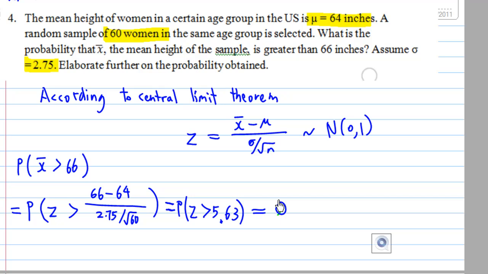So what does that mean now? That means that it is impossible for a group of 60 women to have a mean height greater than 66 inches, given that mu is 64 and standard deviation is 2.75. That's the end of the recording.